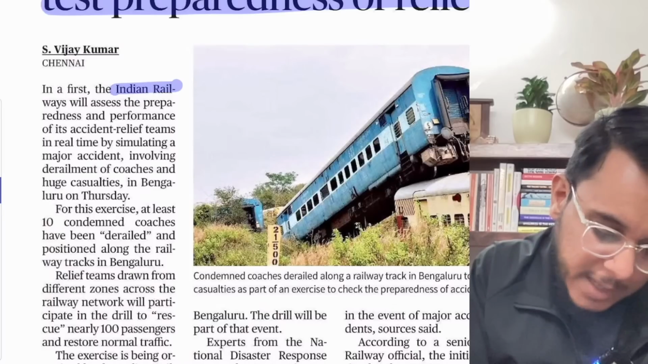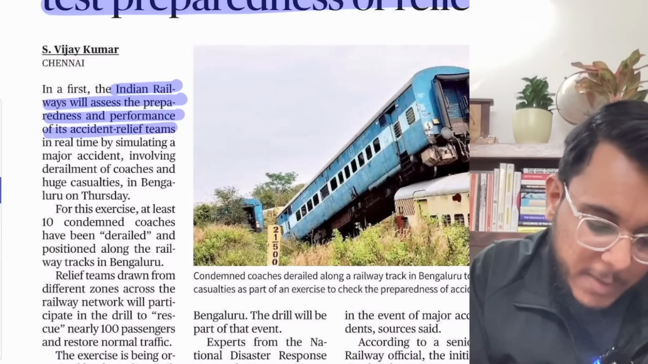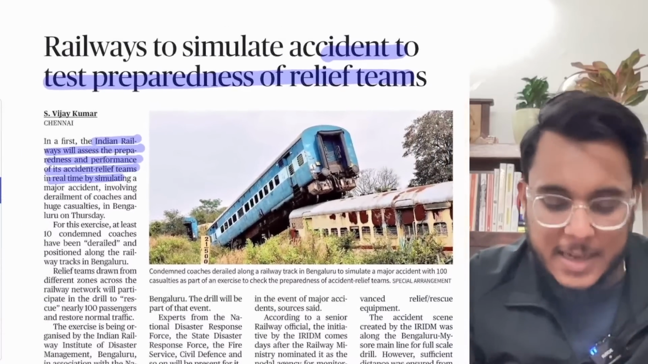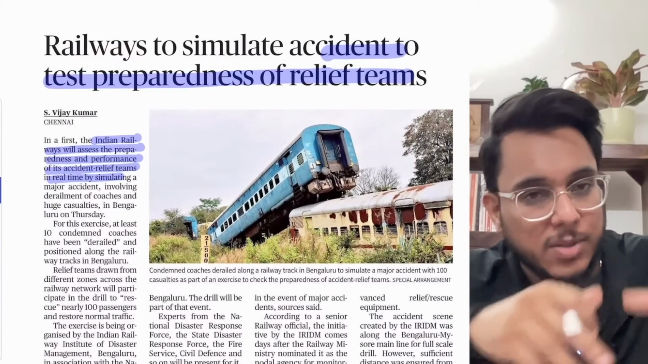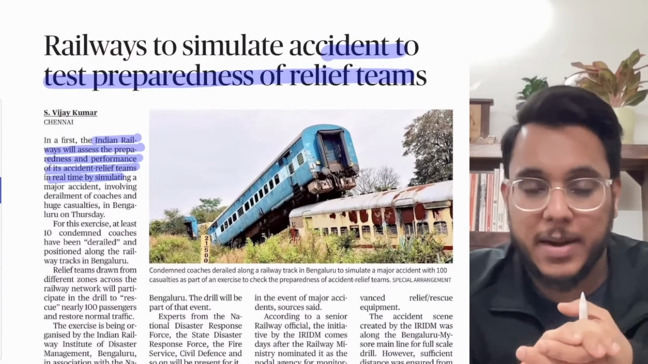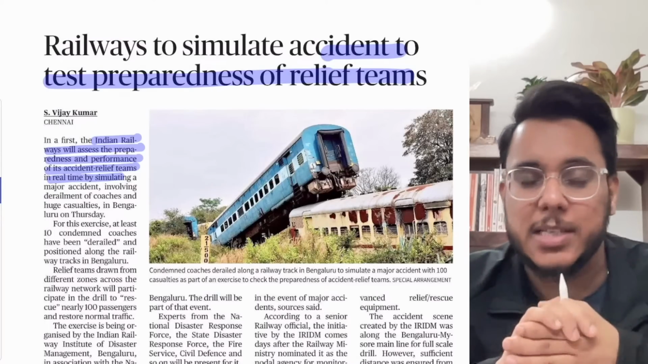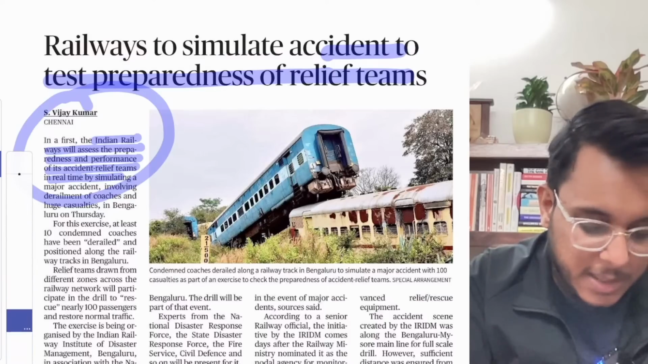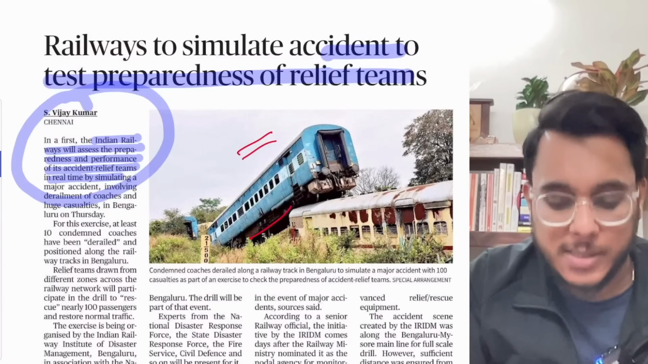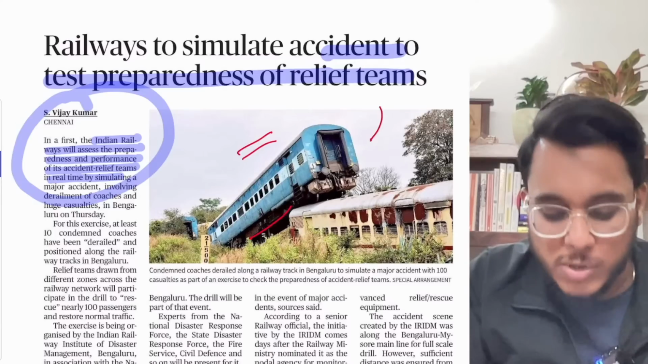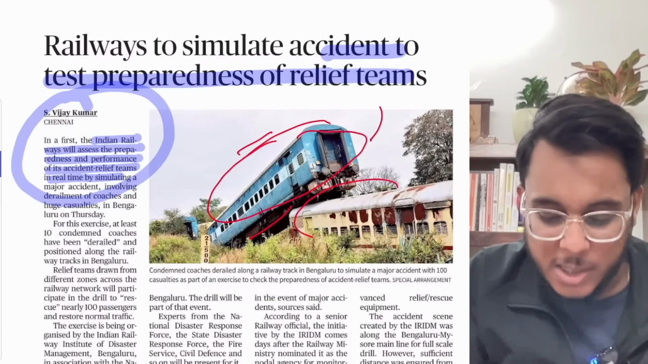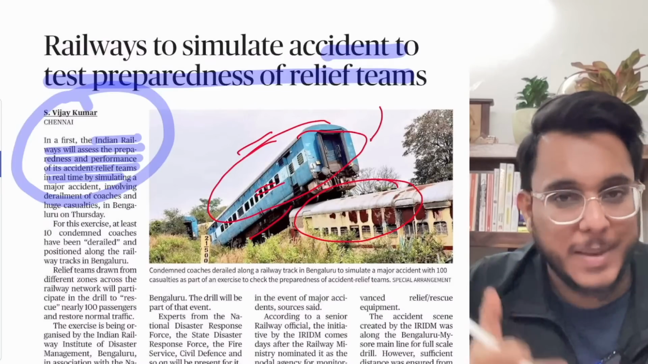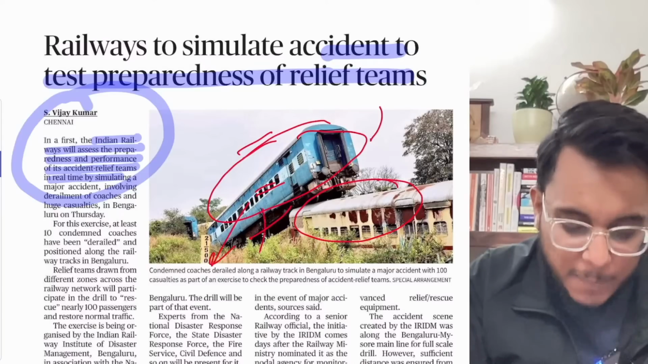Indian Railways for the first time will assess the preparedness and performance of the accident relief teams in real time. Whenever a railway accident happens, relief teams come and rescue the people. Now what is their preparedness? Whether they are equipped to deal with these challenges or not. To test that, mock tests are being done. The condemned, old railway coaches have been used and artificially derailed so that the rescue teams can come and carry out their operations. Fake dummies have been used here. So here the preparedness will be seen.